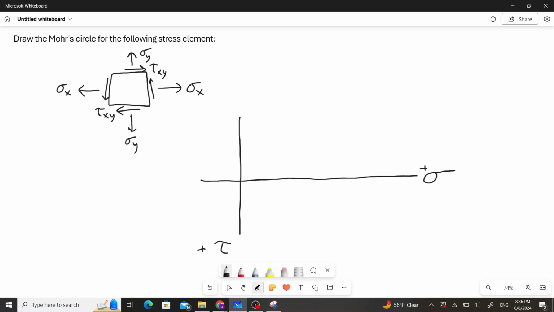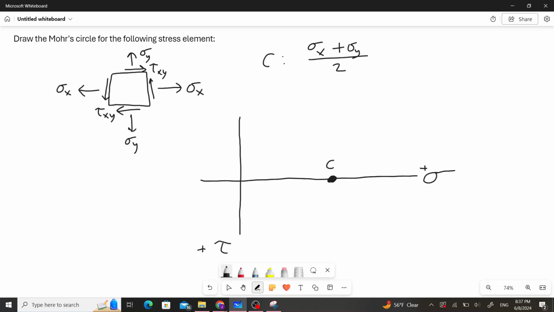The first thing that we need to do is draw the center of our circle. The center of the circle occurs at the average stress. So our center, which I'm going to denote as C, is at sigma x plus sigma y divided by 2. That's the average in-plane stress, and that's the position along the normal stress axis, and there will be no component in the shear stress axis. So let's say the center of our circle is right here, and we'll denote that C.